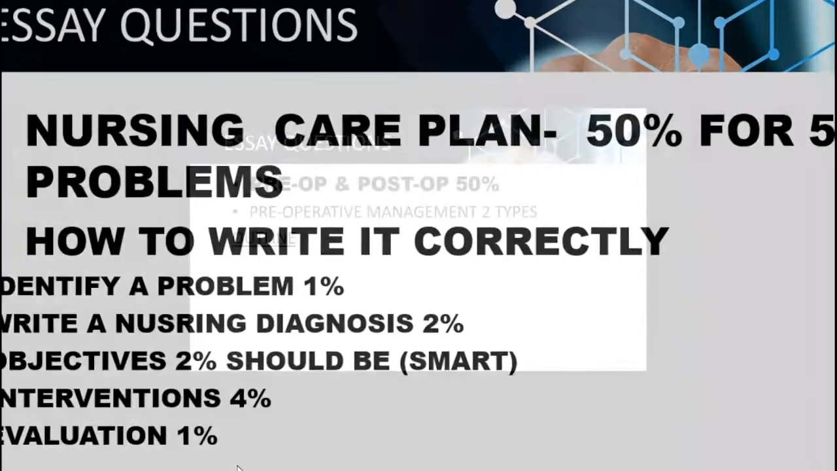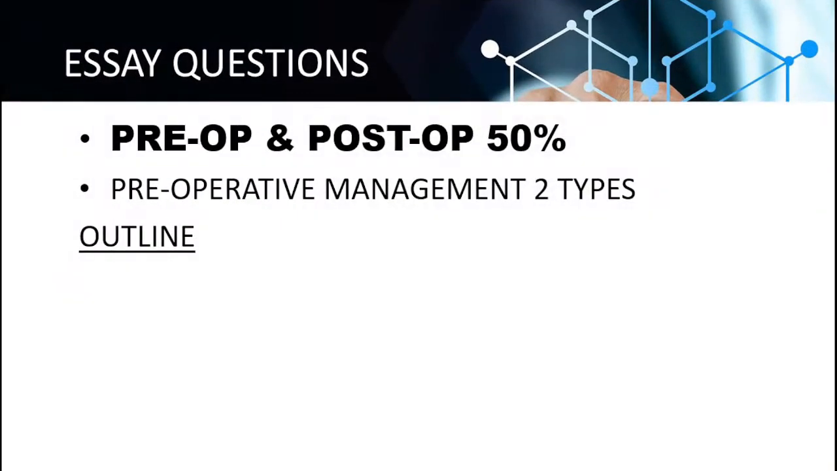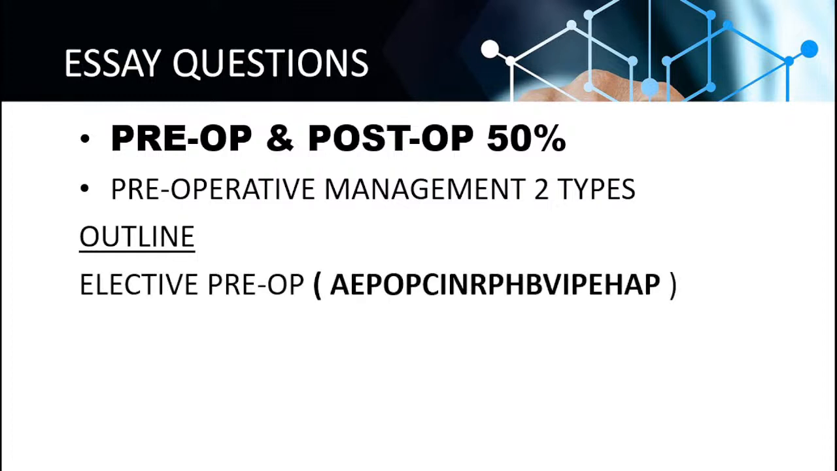Okay, then we proceed. The other type of essay questions that award 50 marks is that of preoperative and postoperative management, which is in surgery. So if you're a nursing student who does surgery and surgical nursing, this is the right place for you to be. So pre-op management is in 2 types. We've got emergency and elective, okay?